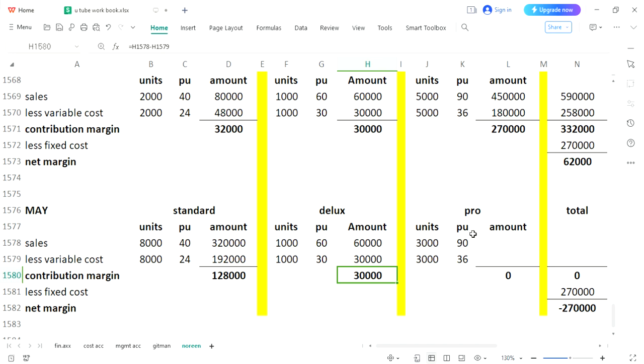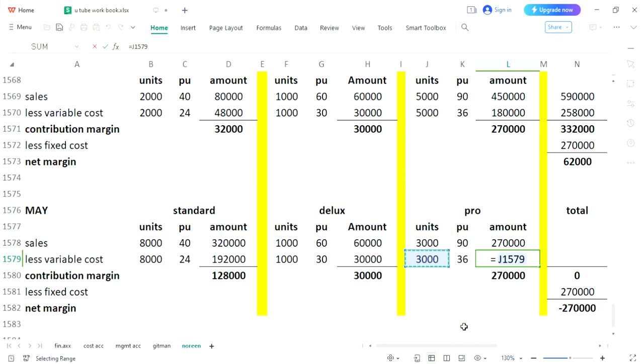Now we are up to pro. To calculate selling price, we will multiply units into per unit. Units are 3,000 for pro in May, and it would be multiplied by per unit selling price of pro 90 in month of May. Total selling price 270,000. Now we will be calculating variable cost for May. Pro product number of units 3,000.